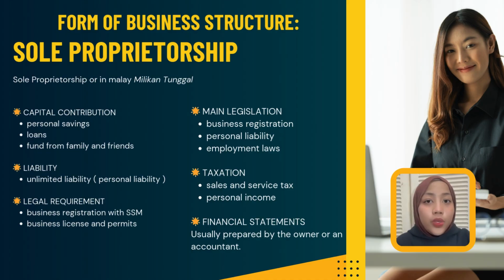You can register with the Companies Commission of Malaysia, which is SSM. Next, you prepare your documents like Borang PNA 42 and Borang A. Then you must pay the fee, which is RM30 for your personal name and RM16 for your trade name. The next one is business license and permits, to ensure that the business is operating legally and under control.